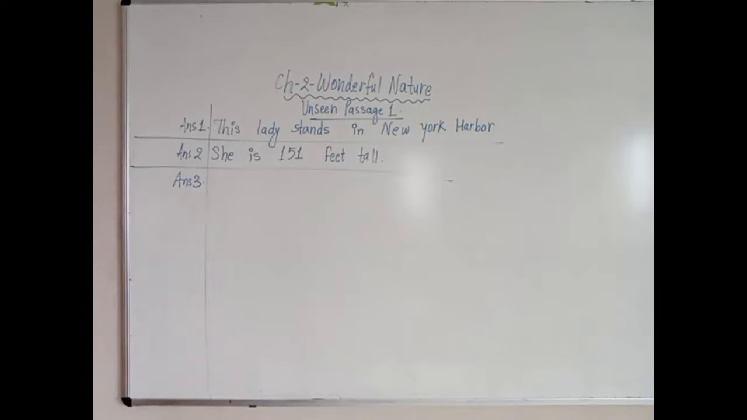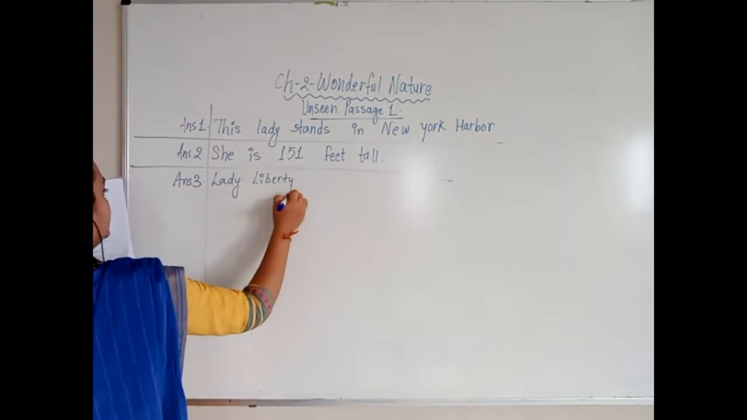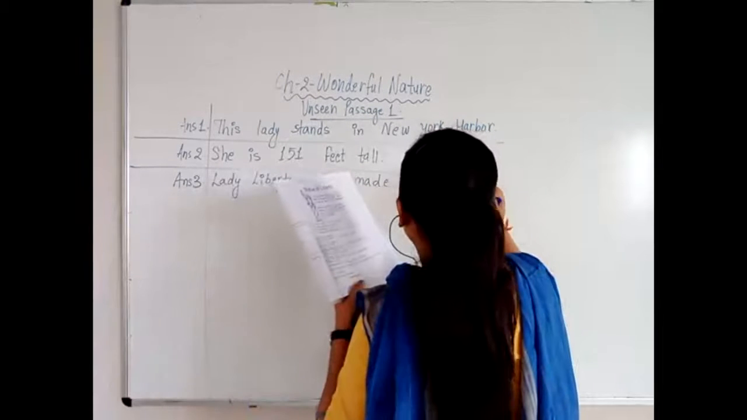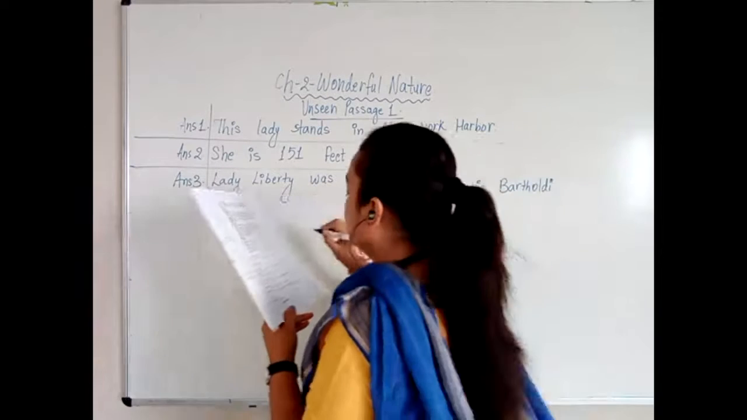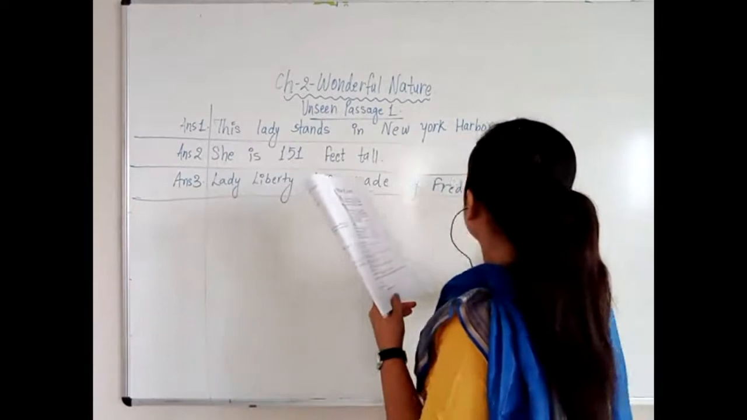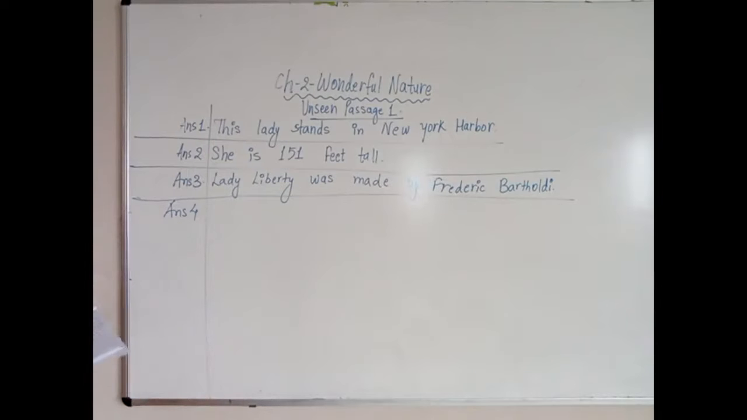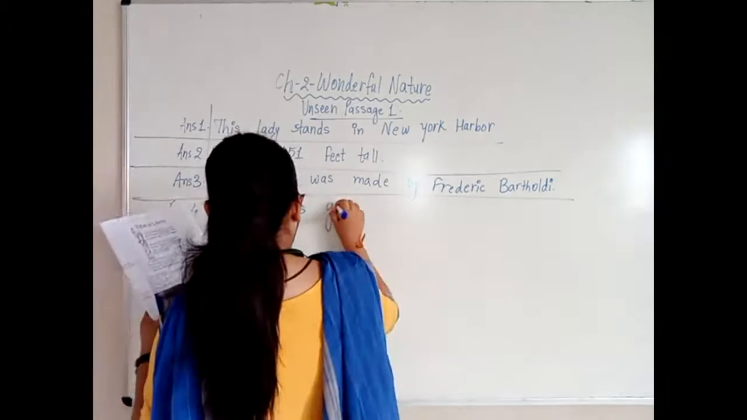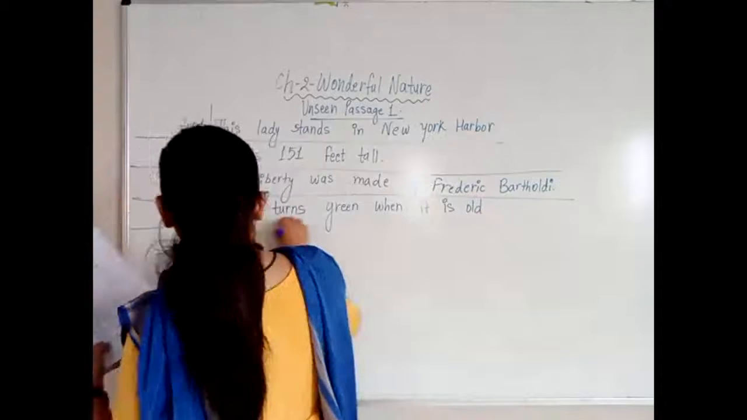Answer number three: Who made Lady Liberty? Lady Liberty was made by Frederick Bartholdi. Answer 4: What happens when copper gets old? Copper turns green when it is old.